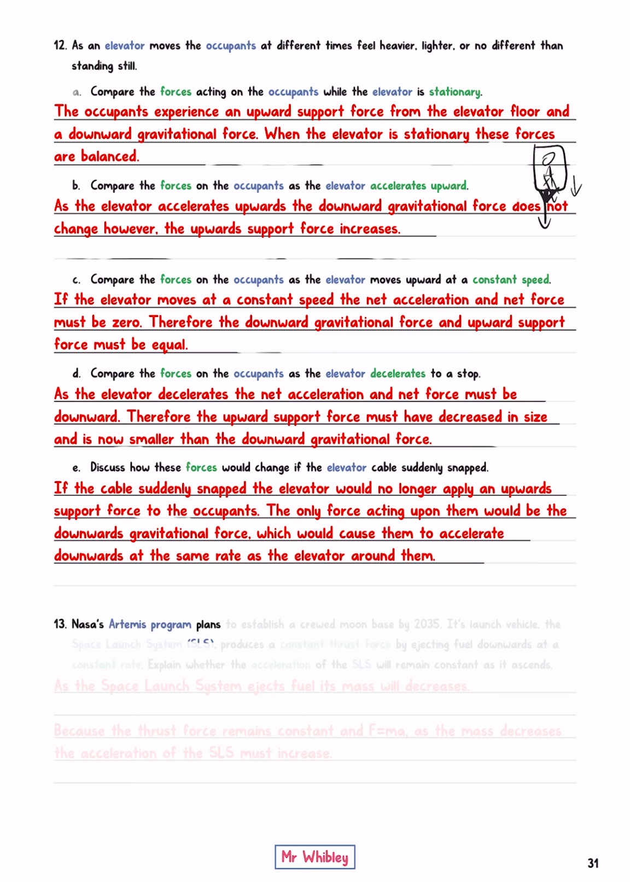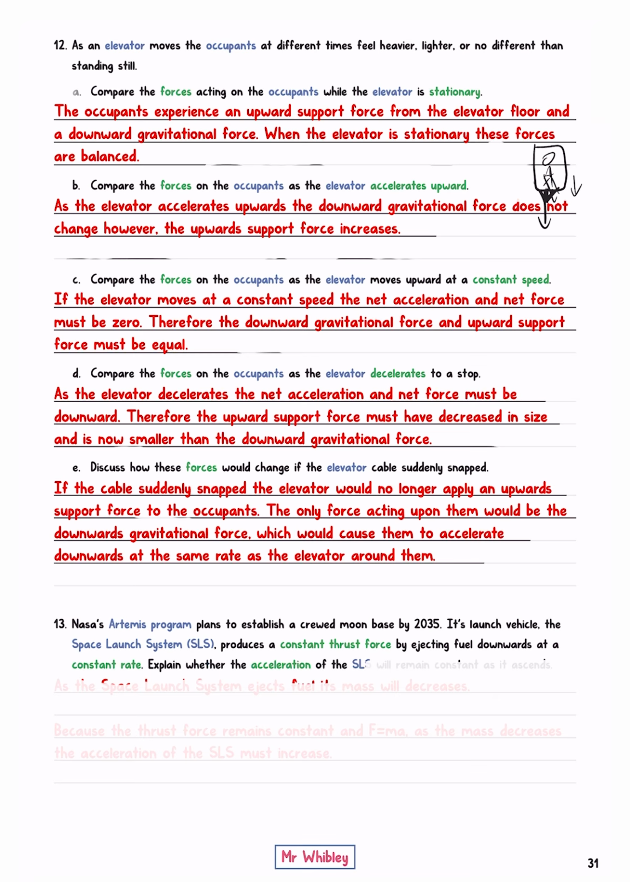NASA's Artemis program plans to establish a crewed moon base by 2035. Its launch vehicle, the Space Launch System (SLS), produces a constant thrust force by ejecting fuel downwards at a constant rate. Explain whether the acceleration of the SLS will remain constant as it ascends.